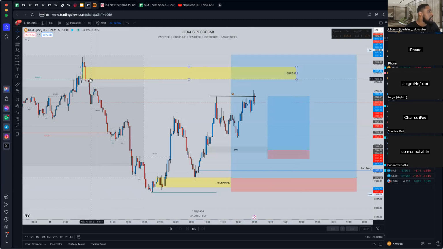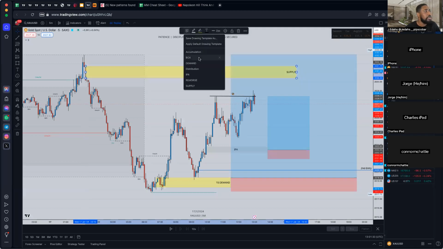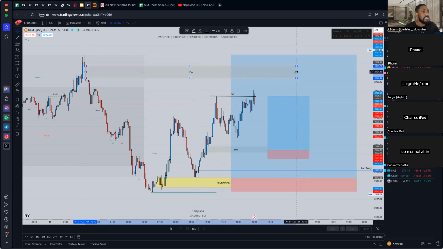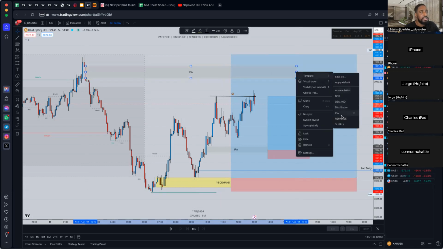Because what have we got? Same situation. We've got on a 15-minute, okay, this whole candle. On a 5-minute, however, it's just this IPA. We turn that supply there into IPA where we can actually sell from. Okay, this is an area that we could potentially sell from also.